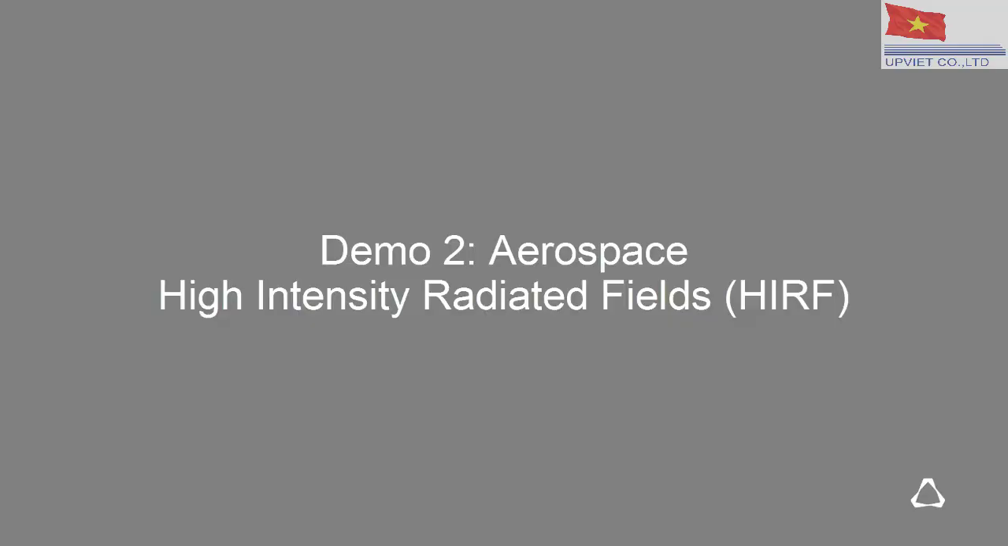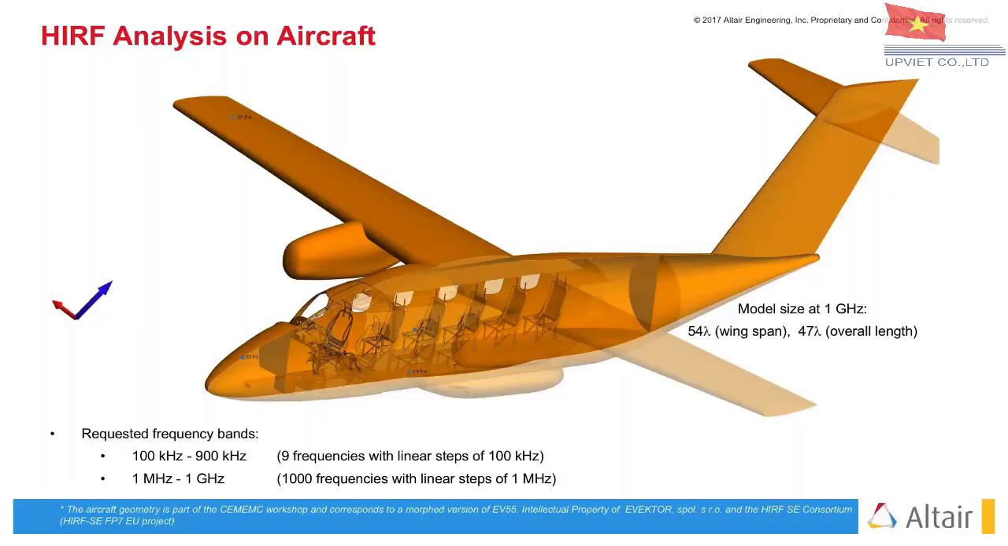This brings us to our second example, where we're going to look at high-intensity radiated fields for aerospace. Here you can see the overview of the benchmark model that we were using. What was interesting here is the frequency range covered a very broad band from 100 kilohertz up to gigahertz. And at 1 gigahertz, the platform is electrically fairly large, around 50 lambda. And here you can see the incident plane wave excitation that was defined for the benchmark.